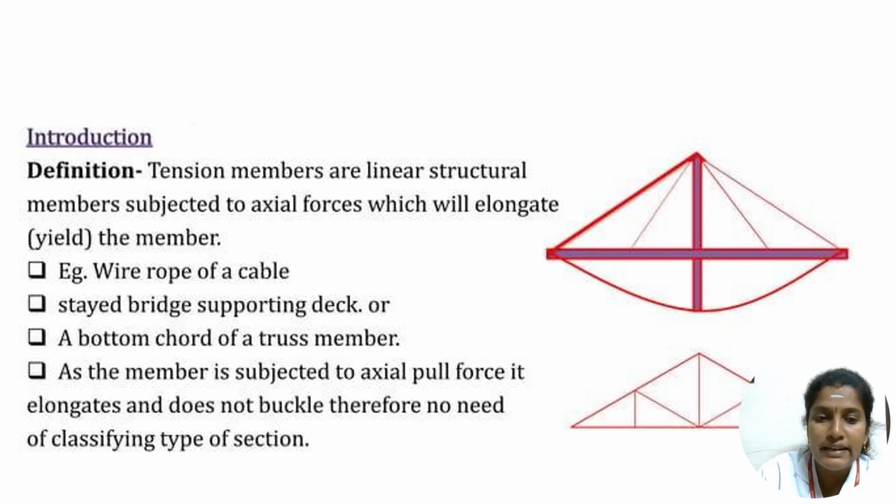It will yield. Some examples of tension members are wire ropes or cables, stayed bridges supporting the decks, or the bottom chord. This may be a bottom chord of a truss member, and the member is subjected to pulling forces. If pulling forces are acting, that means there will be tension forces. Under pulling force it elongates and does not buckle, so there is no need of classifying the type of sections. So these are the simple definition and examples of tension members.